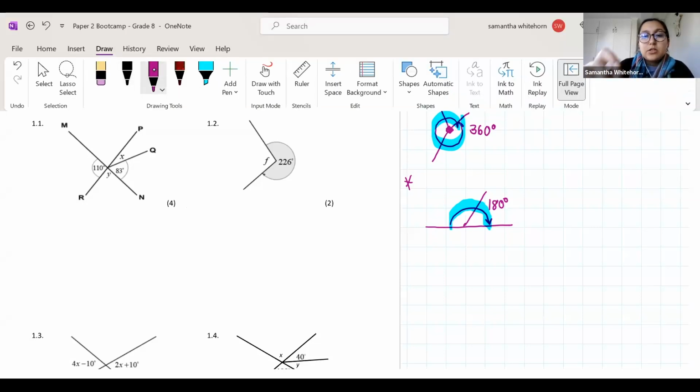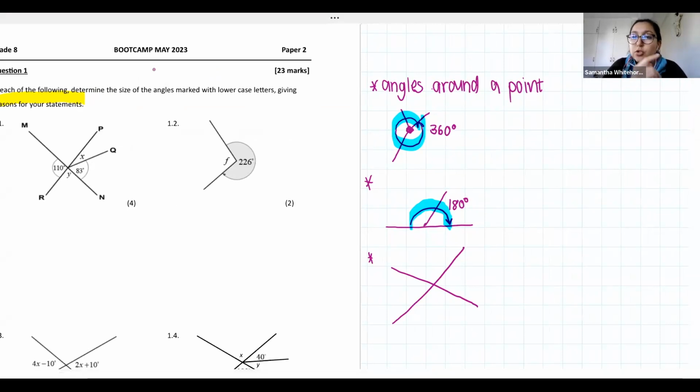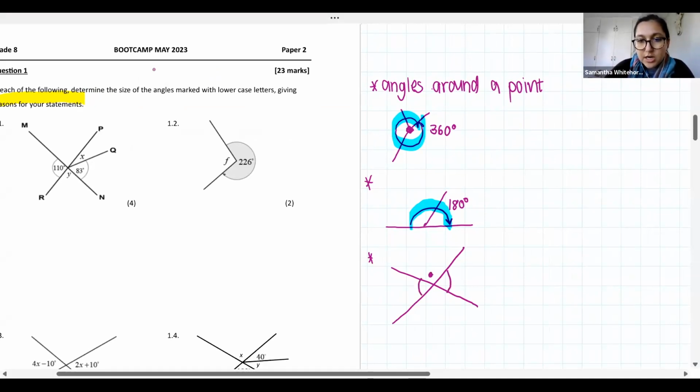Another reason that involves straight lines, and we'll chat about some more as we go along, is that when you have a cross-looking shape, or just 2 lines intersecting with each other forming a cross, the angles opposite each other in this cross shape are equal to each other. These are what we call vertically opposite angles.